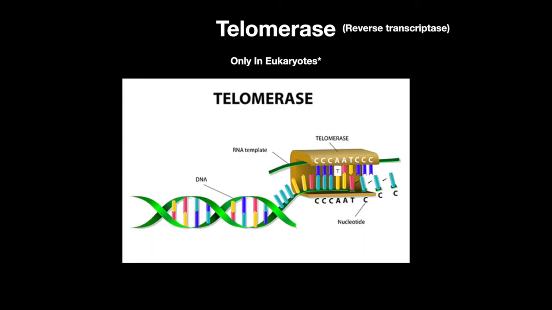The final enzyme is telomerase. Telomerase is an enzyme only in eukaryotes, and it's a reverse transcriptase which elongates the telomeres by adding the sequence TTAGGG to the 3' ends of chromosomes.